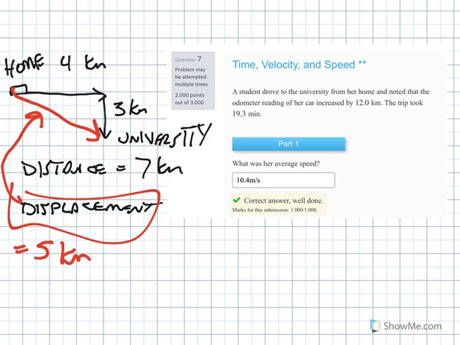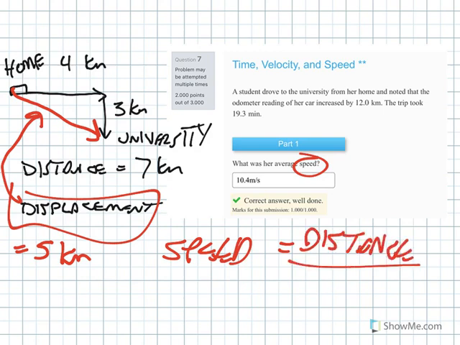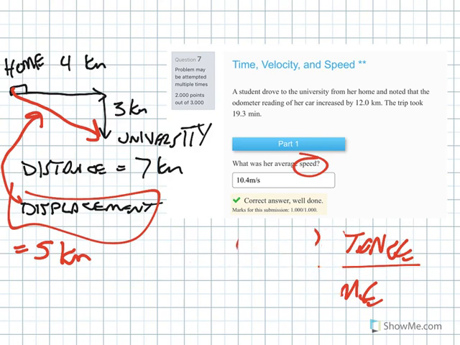Okay, so keep that in mind here, because when they ask for speed, average speed, that's distance over time. That is different from velocity. Velocity, that's displacement over time. You've got to remember that difference. Right? So velocity, we'll use a different color here, green.